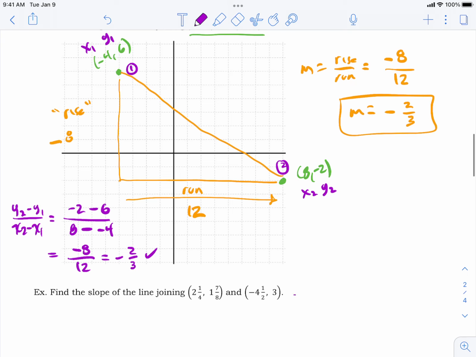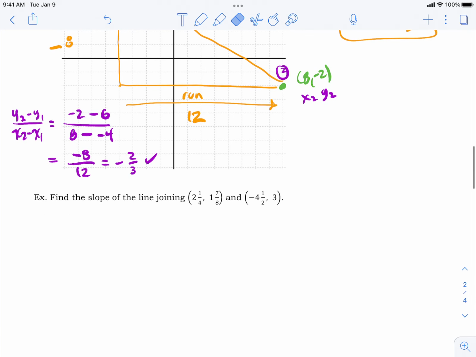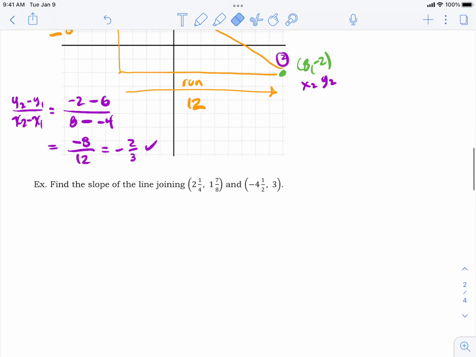So if you got some funky points like these, I don't know if I'd want to draw a graph of 2 1/4, 1 7/8, and that might be kind of hard to get. So it's still not a bad idea to draw the graph just to get an idea what you expect. What are we expecting here? 2 1/4, 1 7/8, somewhere over there. Negative 4 1/2, 3, somewhere over here. We're expecting a negative slope of some sort. Probably a fraction, right? Because remember, for it to be a slope of negative 1, it would be going down at 45 degrees. This is less than 45 degrees. So we're expecting some negative fraction.